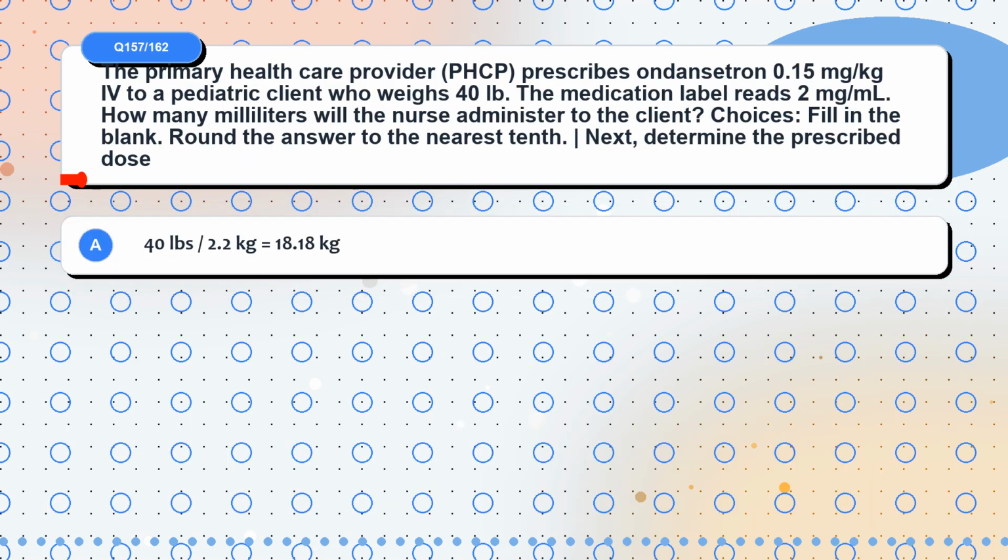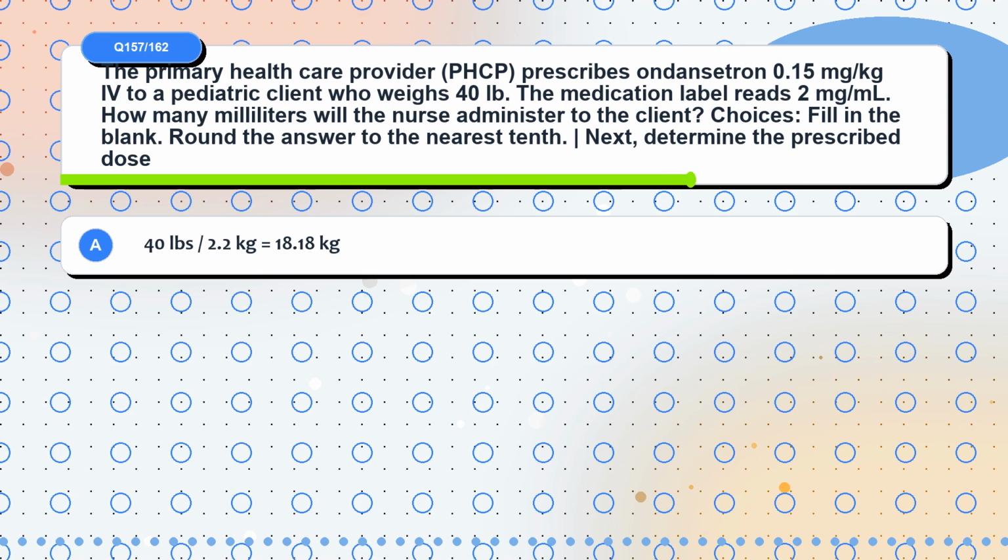Question 157. The primary healthcare provider, PHCP, prescribes ondansetron 0.15 mg/kg IV once to a pediatric client who weighs 40 lb. The medication label reads 2 mg/mL. How many milliliters will the nurse administer to the client? Choices: fill in the blank. Round the answer to the nearest tenth.